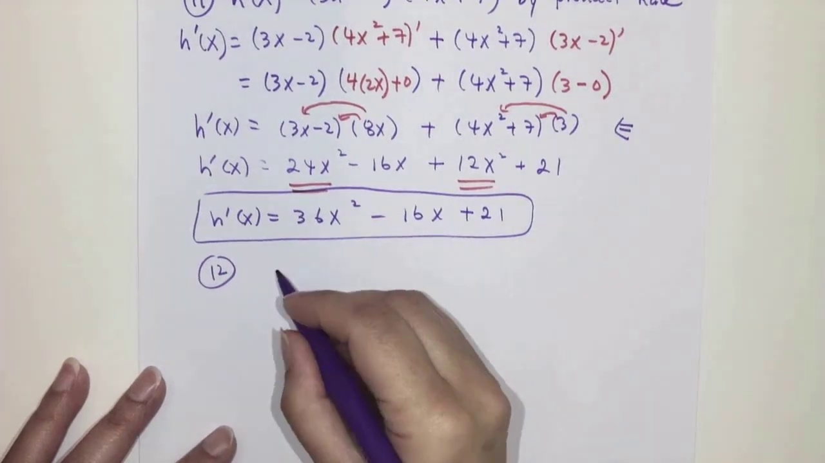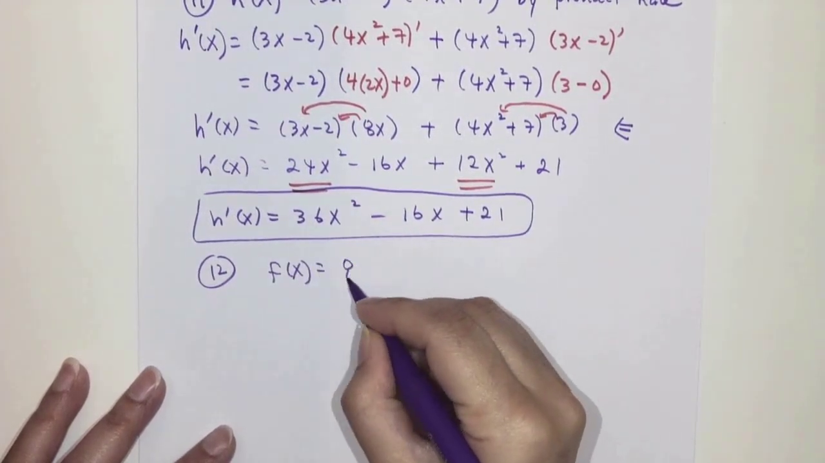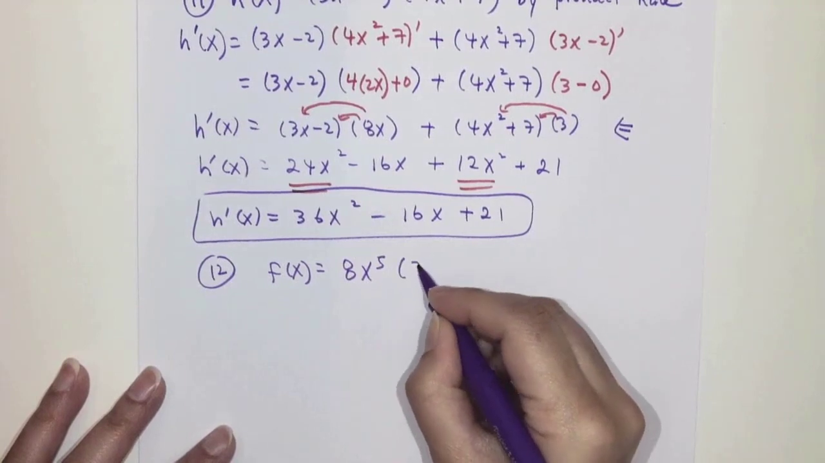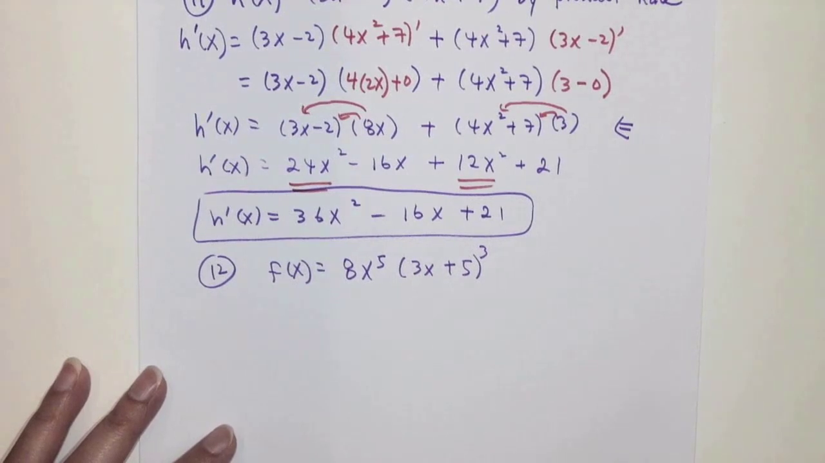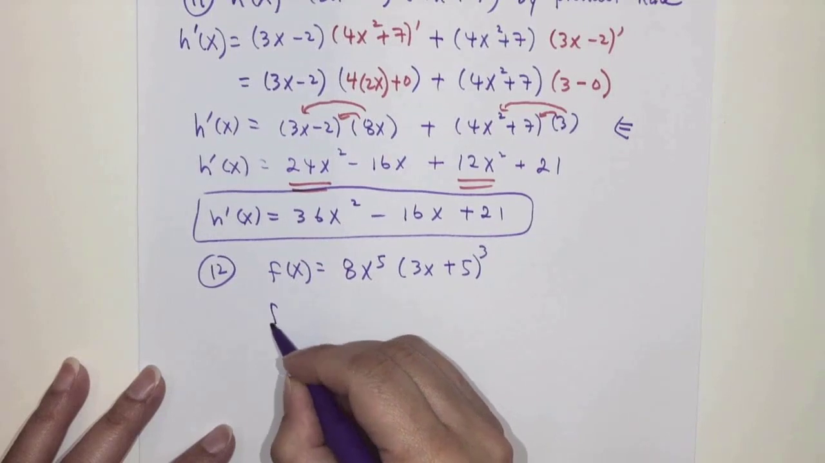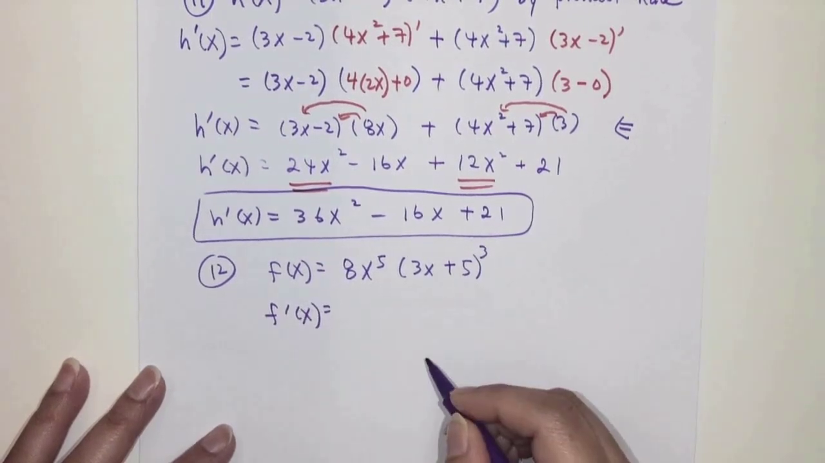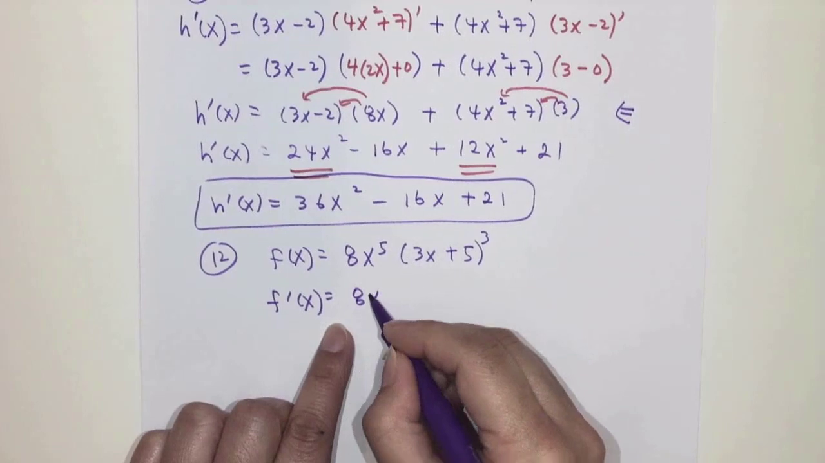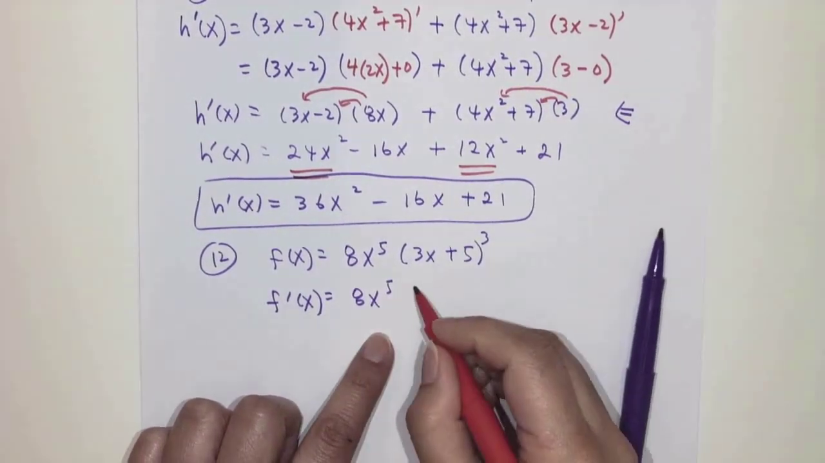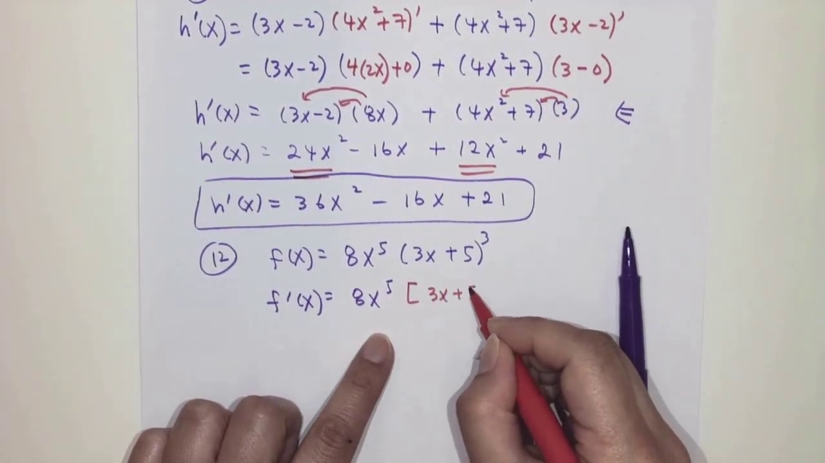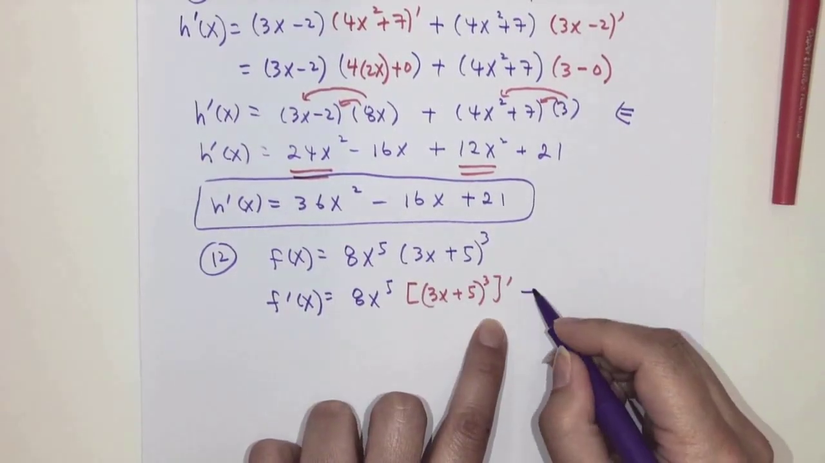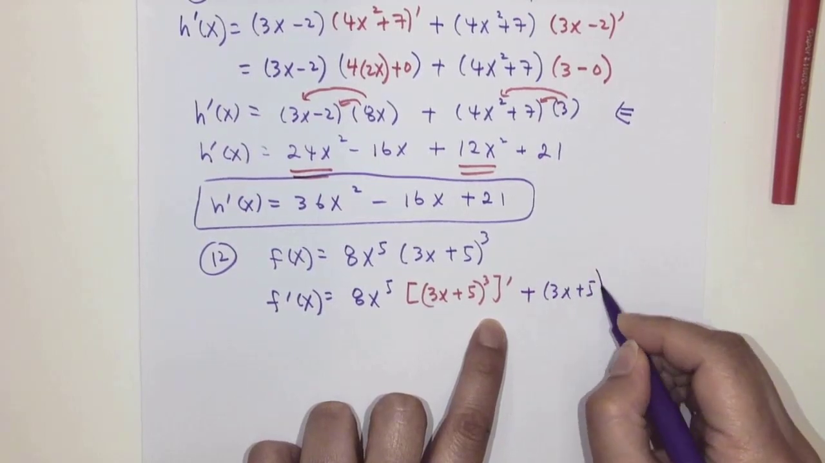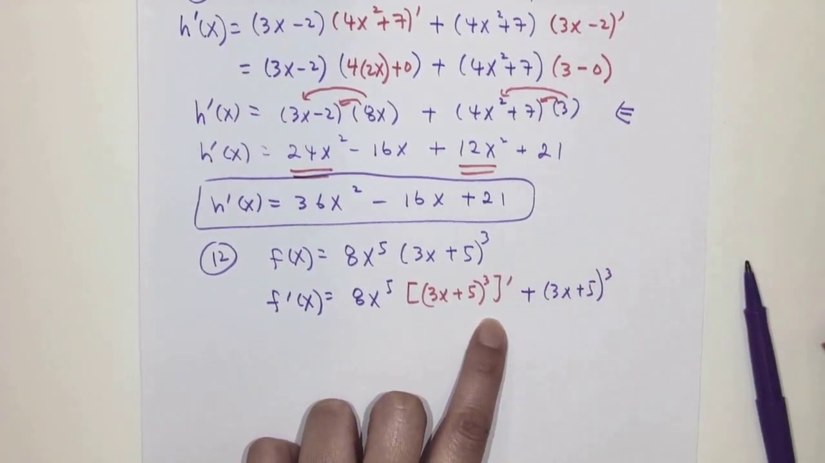we are going to have f of x equal to 8x to the 5th power and then 3x plus 5 to the 3rd power. So that looks like a product and the chain rule together. So we're going to apply the product rule first. So first term, take the derivative of the second part. And then adding the second part, take the derivative of the first.